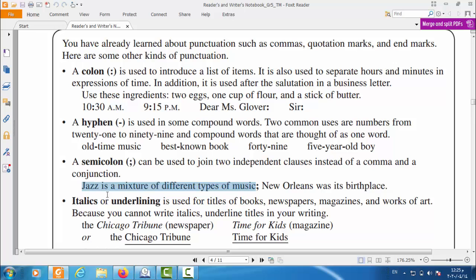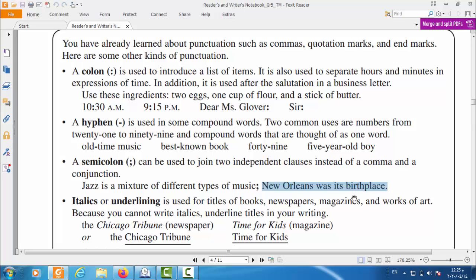Okay, jazz is a mixture of different types of music. Jazz is a mixture of different types of music, and here New Orleans was its birthplace. So if you look at the two sentences, guys, you will find that they are two independent clauses. I told you before about independent. It means that the sentence can stand alone without any help from any other sentences or any part of sentences.